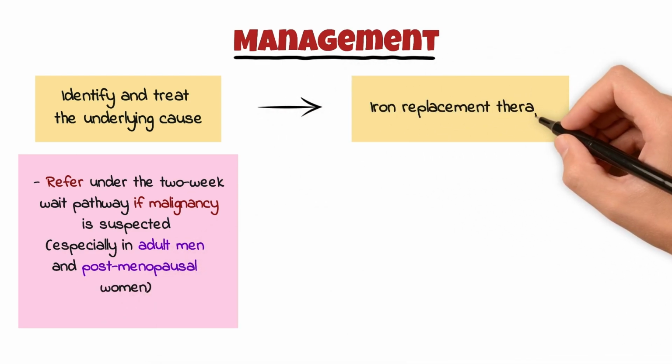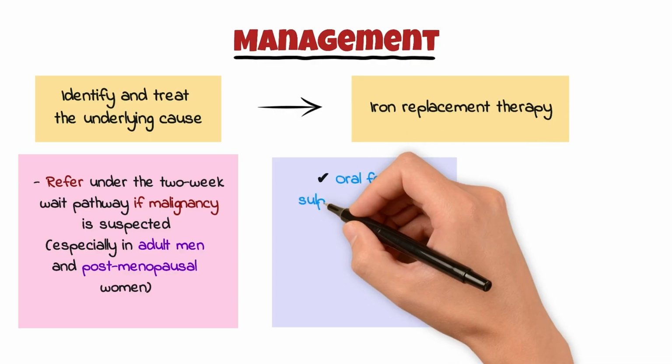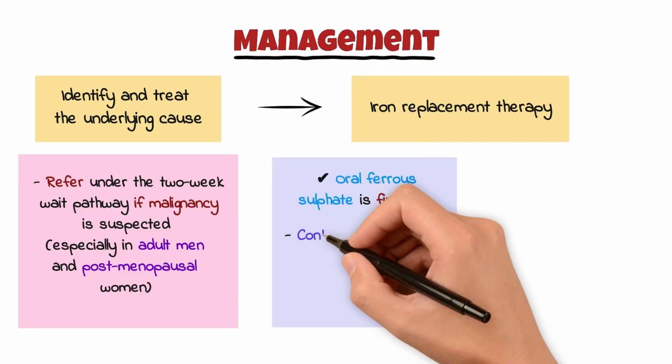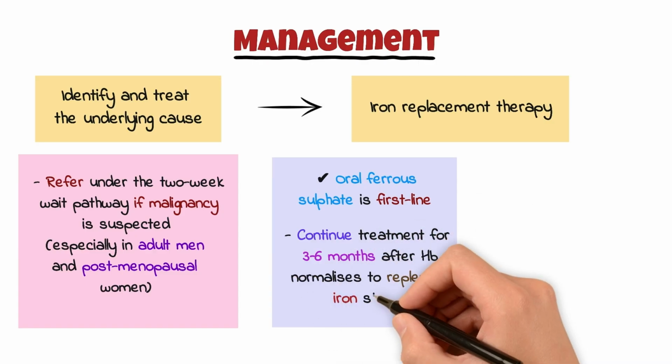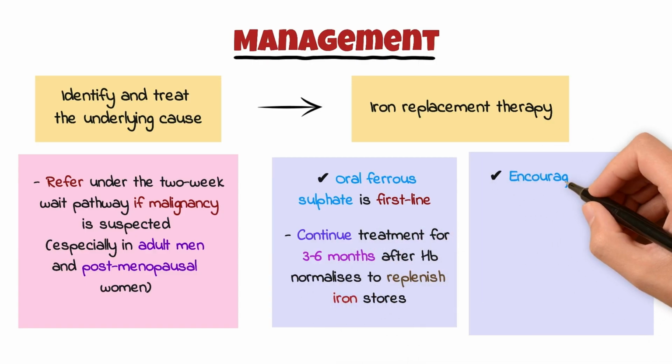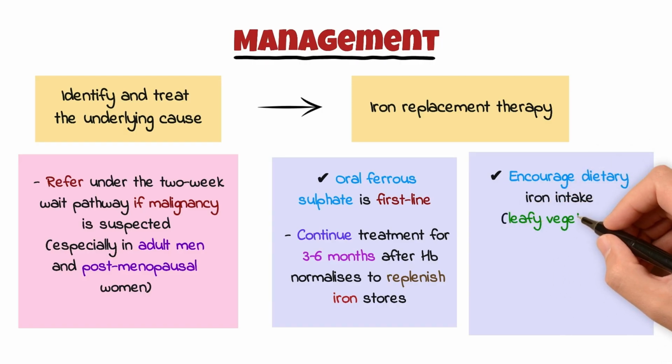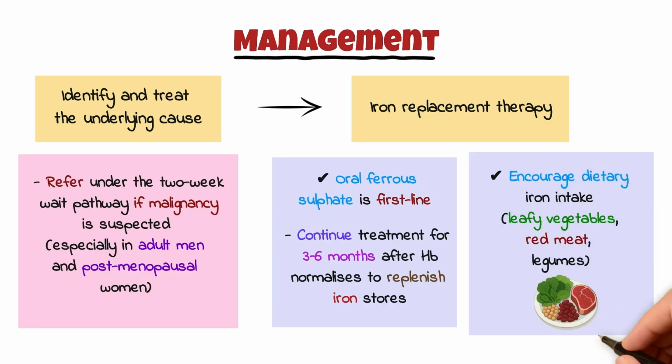Iron replacement therapy. Oral ferrous sulfate is first line. Continue treatment for 3 to 6 months after Hb normalizes to replenish iron stores. Encourage dietary iron intake through leafy vegetables, red meat, and legumes.